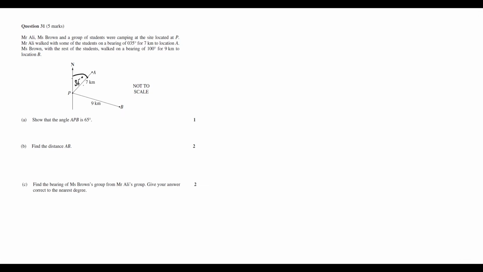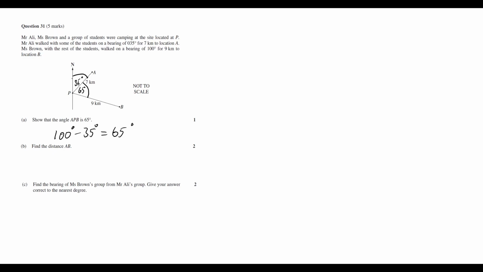And so what that means is that this angle here is going to be 100 degrees, subtract that 35 degrees. And so we'll write that out simply as 100 minus 35 equals 65. And you can add degrees onto all of those. And there we are.